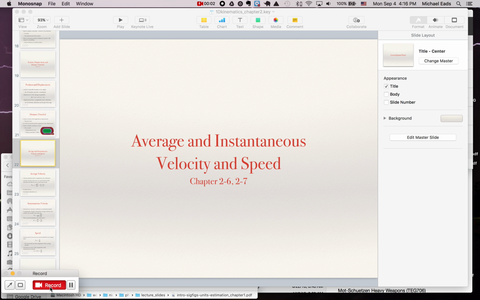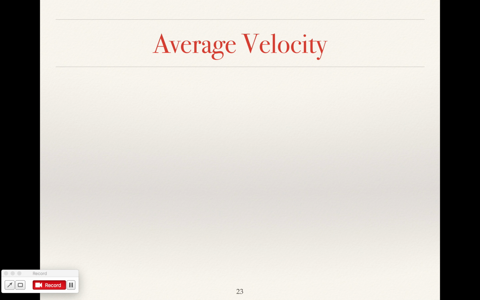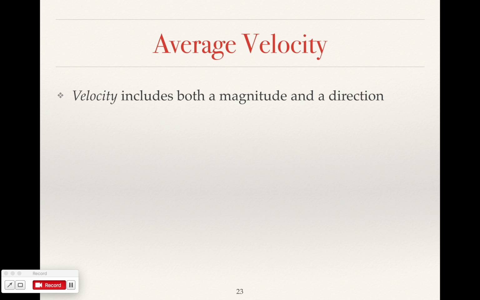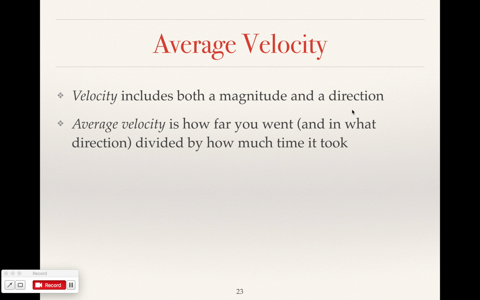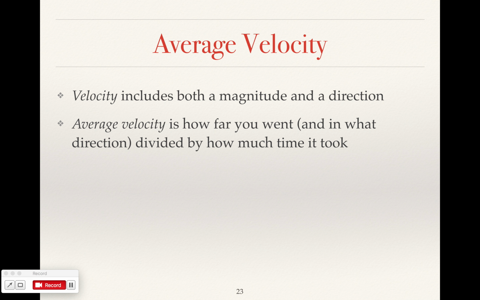Next video is on average and instantaneous velocity and speed, which is covered in chapters 2-6 and 2-7 in the textbook. So first, to start with average velocity. Velocity is a vector, so velocity includes both a magnitude and a direction. Since we're only dealing with one-dimensional motion at the moment, we can just denote the direction with a positive or a negative. Since we're only moving along a line, the positive or negative sign indicates which direction we're going.